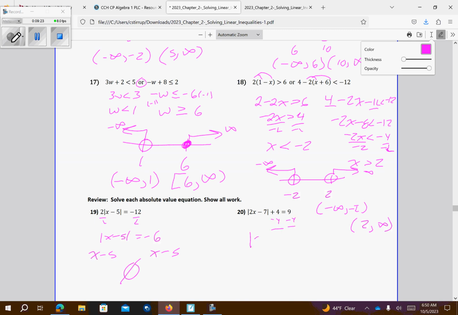Subtract 4 from both sides, so I get absolute value of 2x minus 7 is equal to 5. Now we're going to create 2x minus 7 equals 5, and 2x minus 7 equals -5. Go ahead and solve both. Add 7 to both sides. That's 12. Divide each side by 2 to get 6. I'm going to add 7 to both sides.